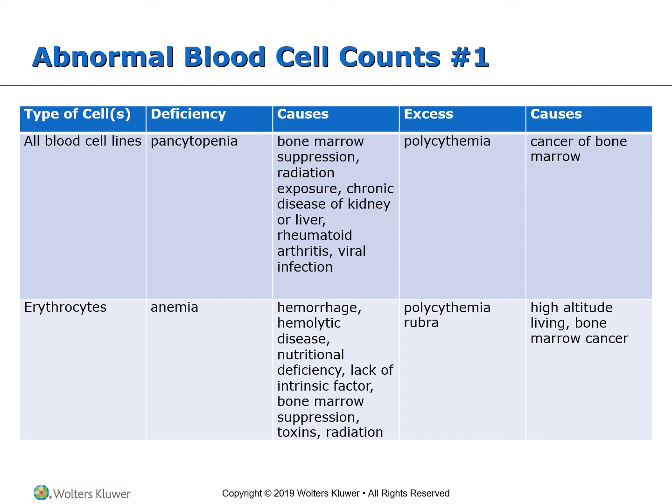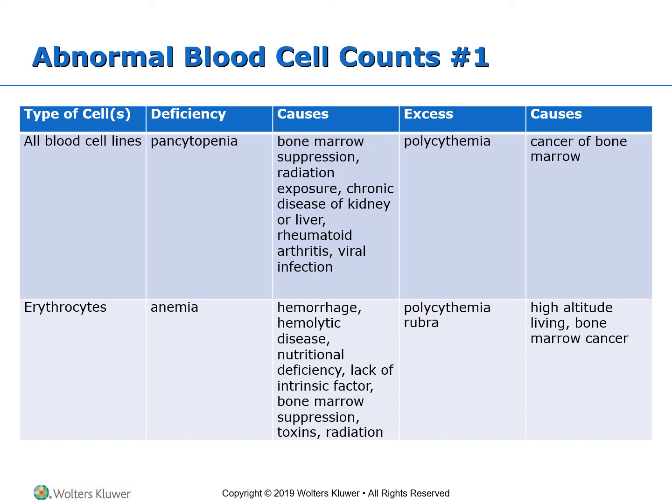Now, if we are looking at just one line, for a deficiency we'll have anemia for erythrocytes, and we'll discuss a little bit later in the next slide the white blood cells and platelets. Anemia can be a result of loss of blood, like in a hemorrhage, or loss of particles in a hemolytic disease when the particles are destroyed, or may be the result of nutritional deficiencies, and we'll discuss each of those in a second.